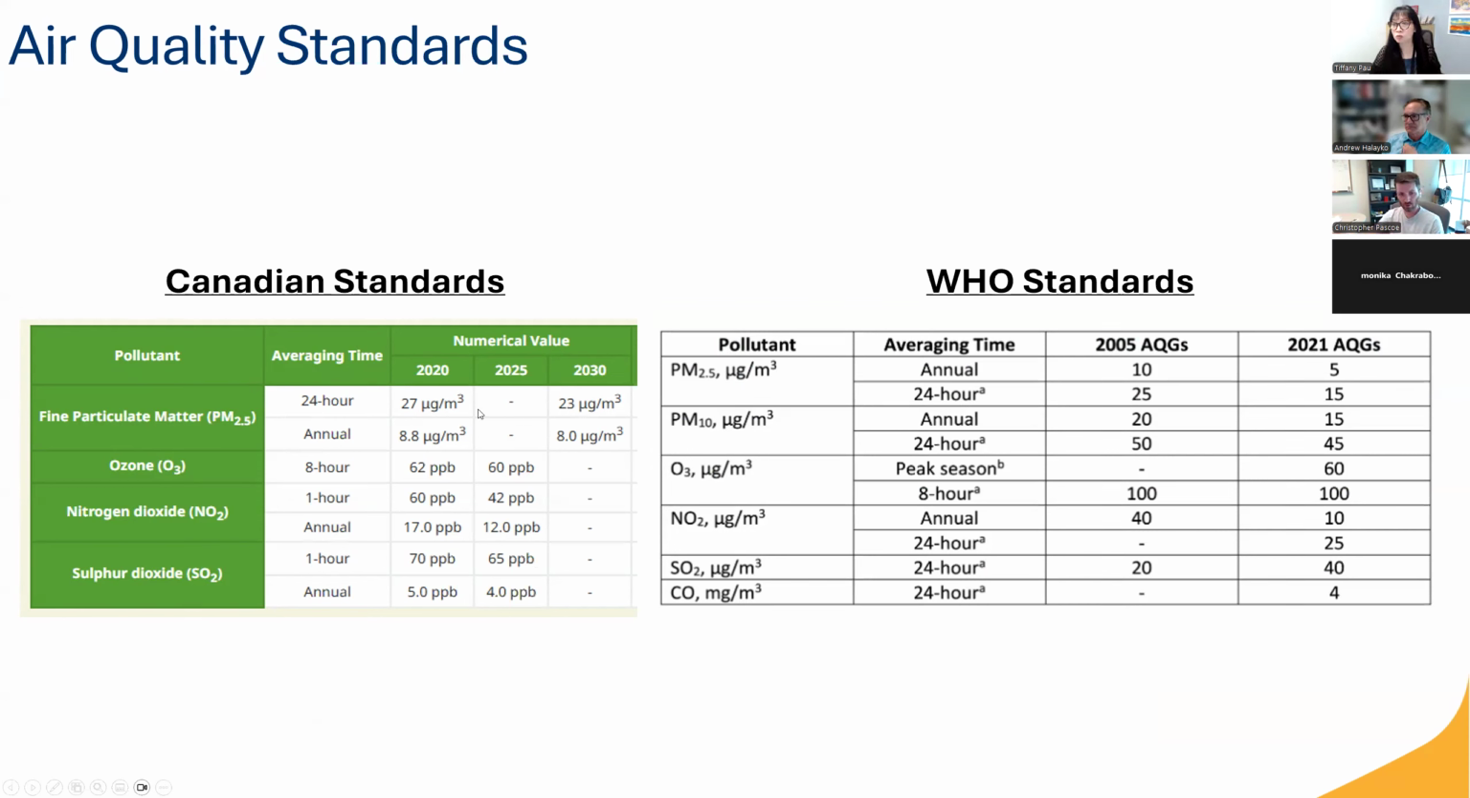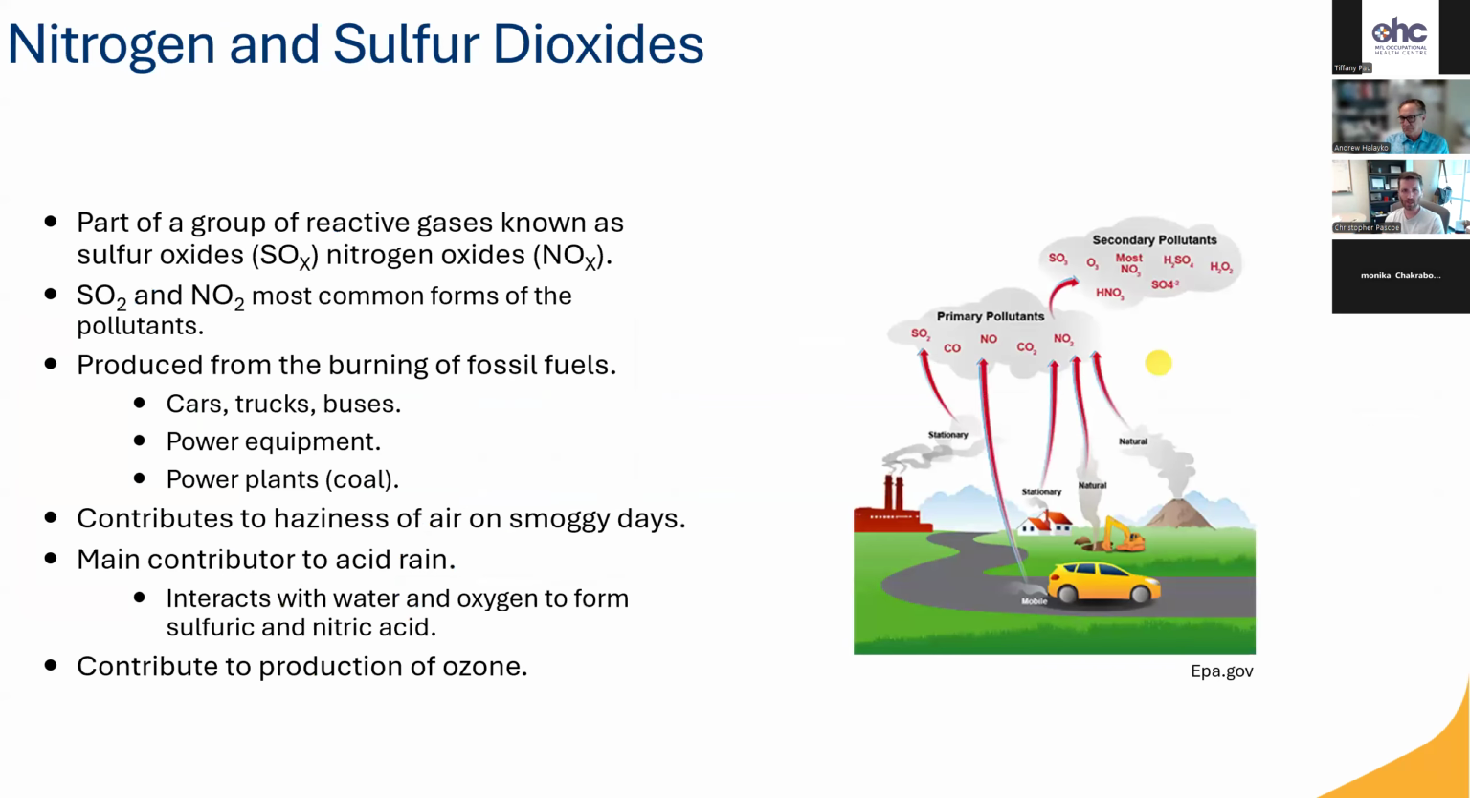And these numbers are starting to decrease over time. So currently, the daily acceptable average for particulate matter is 27 micrograms per meter cubed. Annual is 8.8. And then you also have standards for ozone, NO2, and sulfur dioxide. WHO has their own standards. They do include other pollutants that the Canadian standards don't consider. And in general, they're much more strict guidelines than the Canadian standards tend to be. But most Canadian cities, I would say, are meeting these standards, with the exception of various instances, wildfire smoke and other pollution events. So what are some of these pollutants?